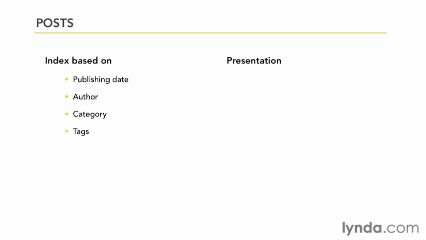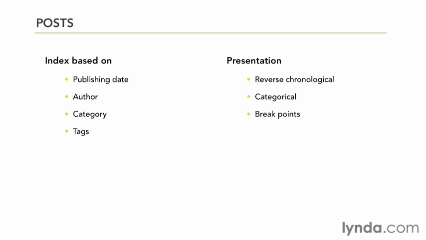Posts and pages also differ a bit in how they are presented on your website. Posts are generally presented in reverse chronological order. That's what you see on the front page of a regular blog. The most recent post appears at the top, and then as you scroll down the page, you get older and older content. Posts are also displayed based on categories and tags and authors. So at any time you can go and say, I only want to see posts by a certain author or under a certain category, or posts with a certain tag attached to them.